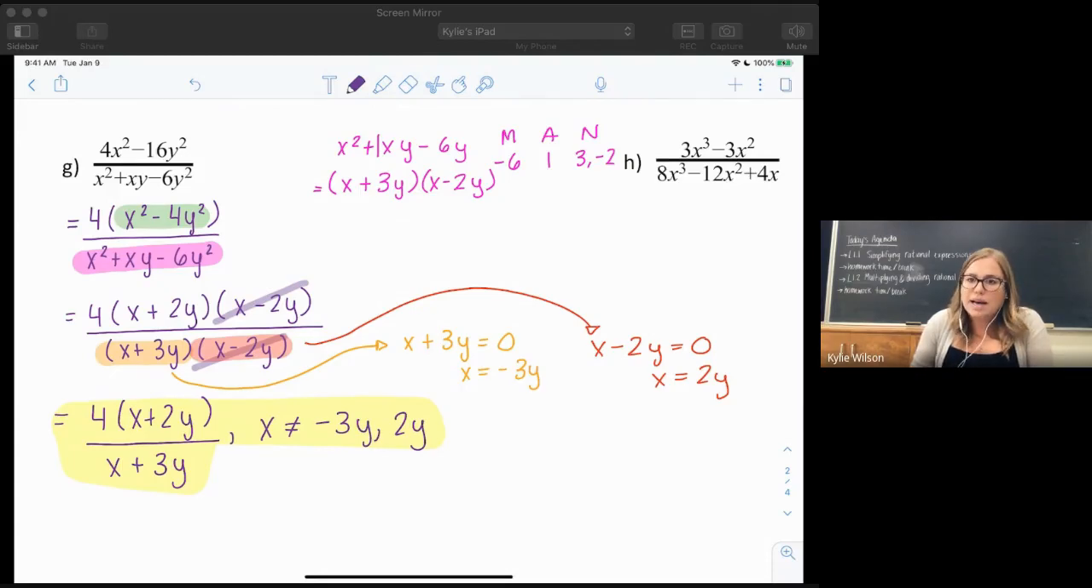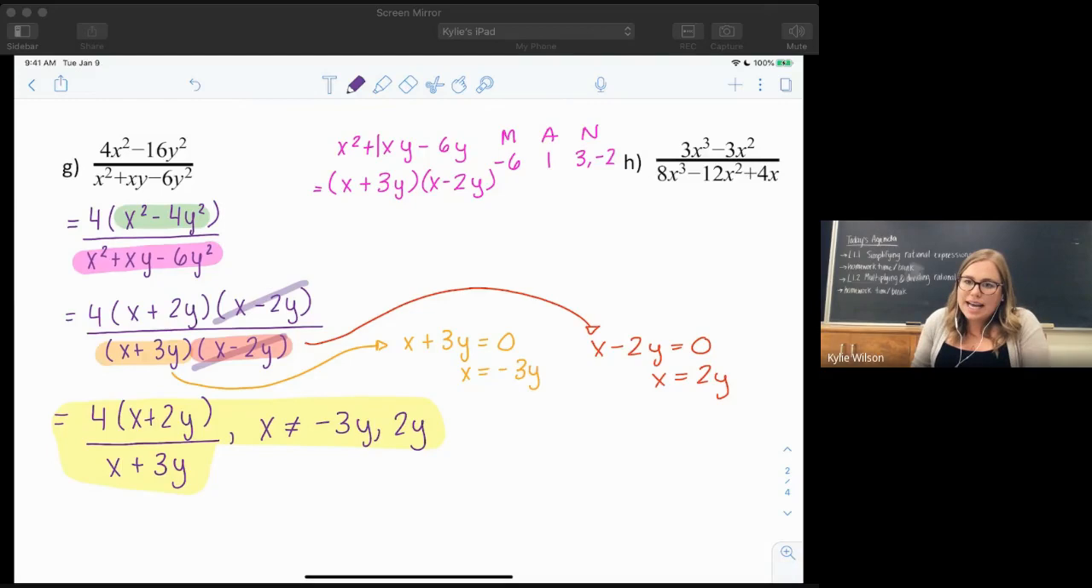Perfect. And then Jasmine asked, so the restrictions are only for the numbers in the denominator? Yes, exactly. And the reason they are is because I just can't divide by 0. If I have 0 over 5 in a fraction, that's fine. I just can't have 5 over 0. That's the difference.